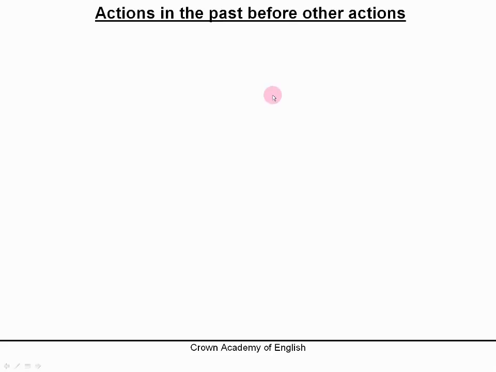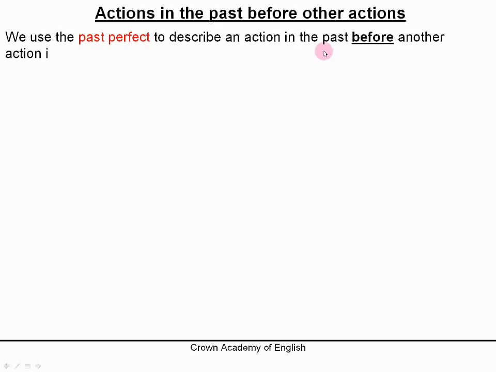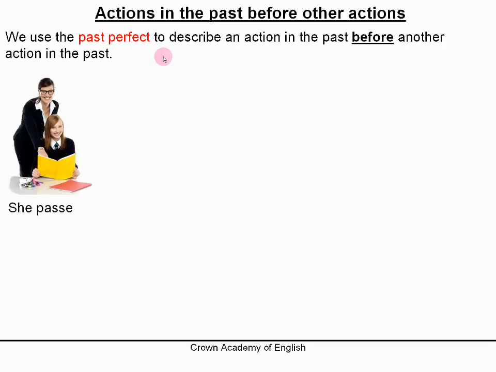So let's look at the use in more detail now. So actions in the past before other actions. So we use the past perfect to describe an action in the past before another action in the past. And let's look at some examples. She passed the exam because she had studied hard. Okay, so in the past, first she studied and then she passed the exam. So she studied first. So we use the past perfect. She had studied.